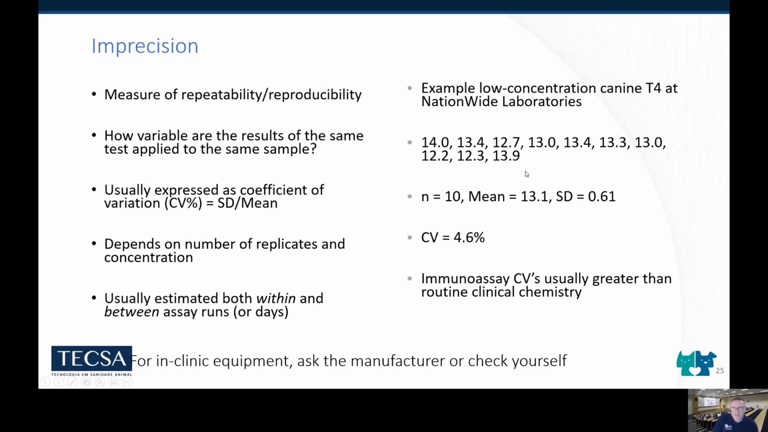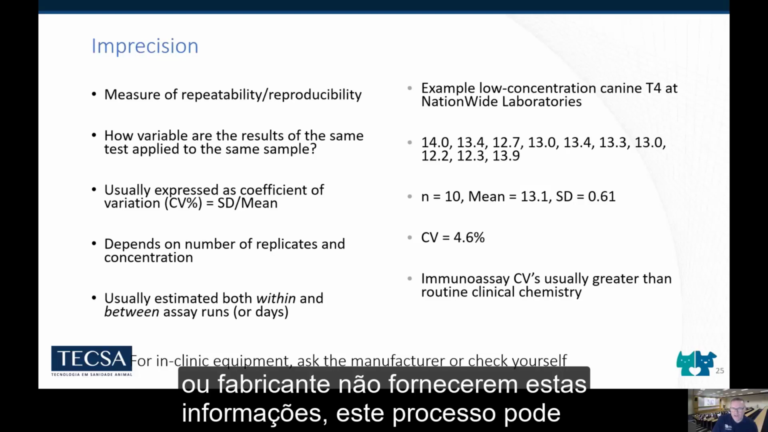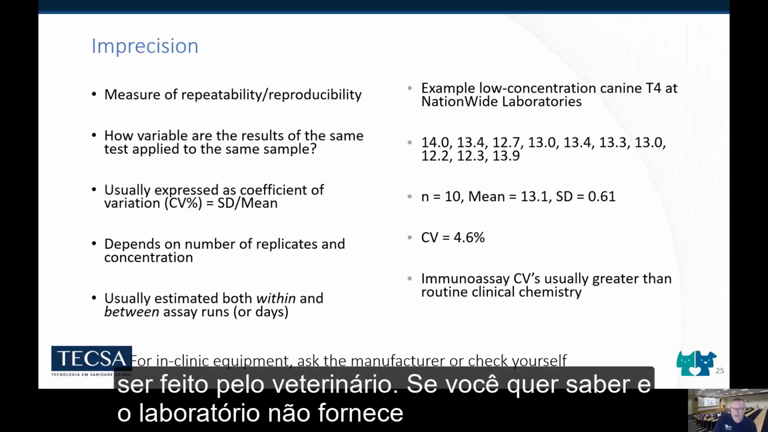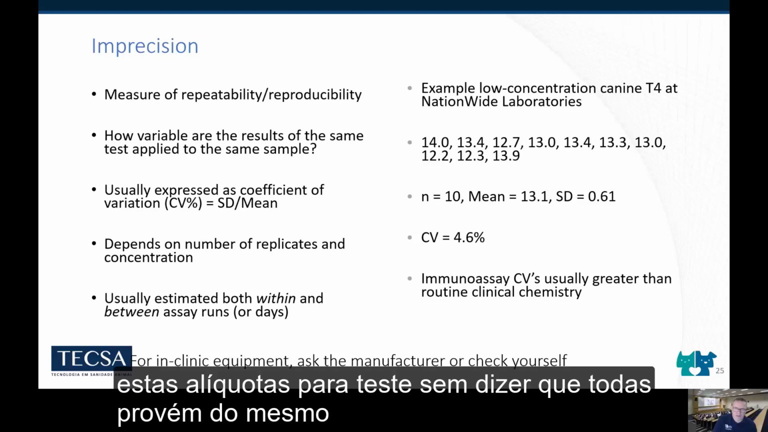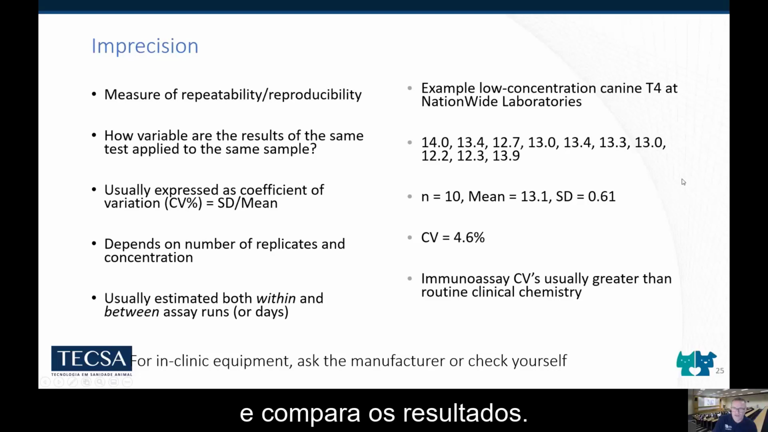If a laboratory or a manufacturer is not willing or not able to provide that information, then it is something that you can arrange to do yourself. If you're a veterinarian in practice and you really want to know and your lab won't tell you, then you just split a spare sample up into multiple aliquots and send them those aliquots without telling them they all come from the same animal and see what range of results you get.